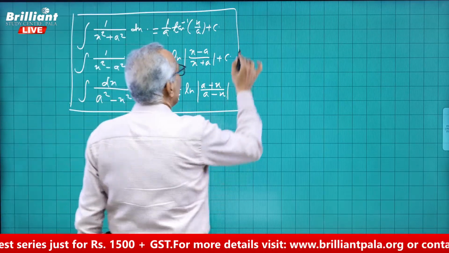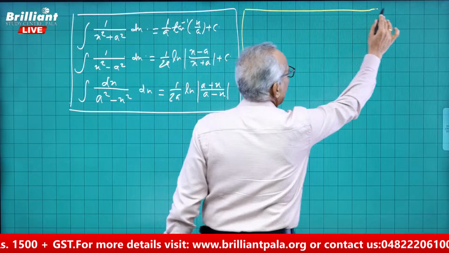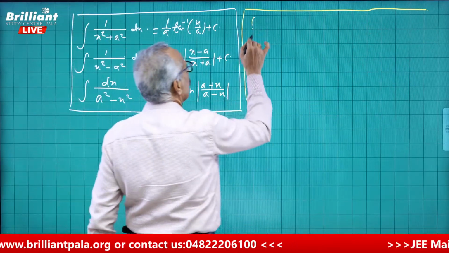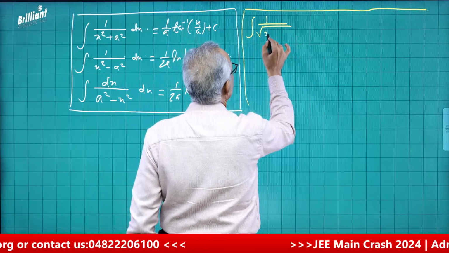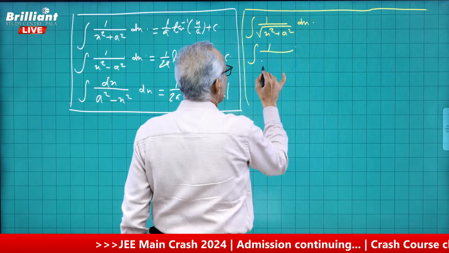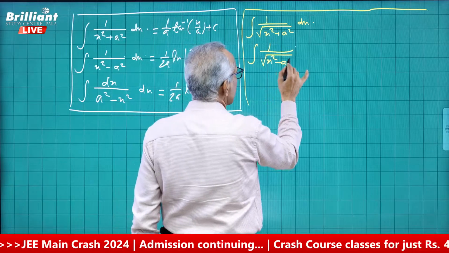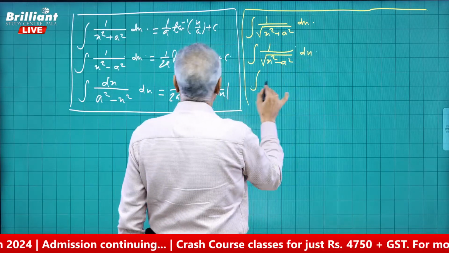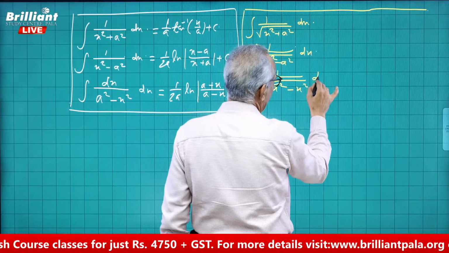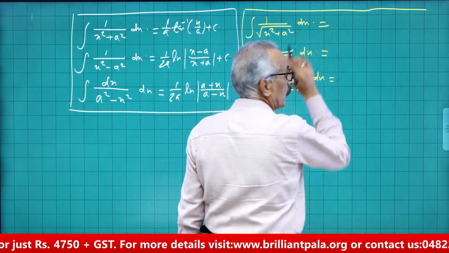Okay. Now, the second set will be like this. Put all of them under the root. Integral 1 by square root of x square plus a square dx. Integral 1 by square root of x square minus a square dx. Integral 1 by square root of a square minus x square dx equals.